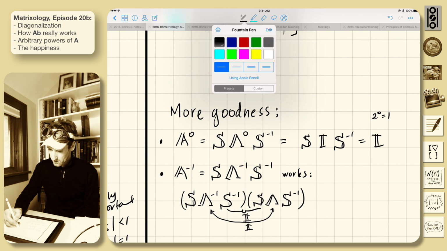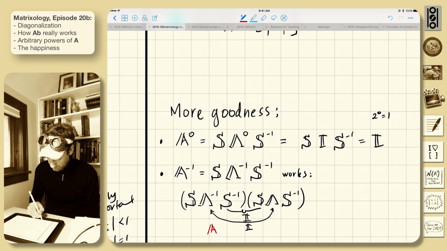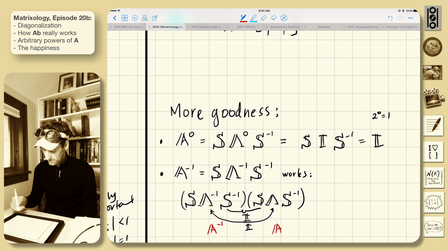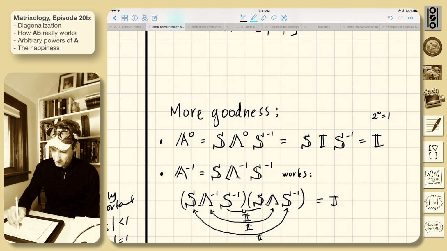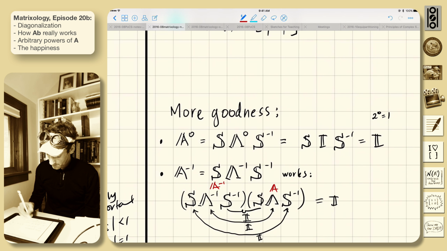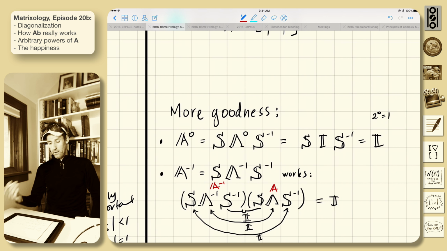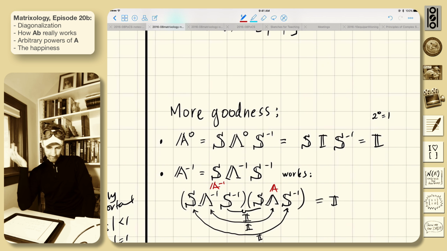Right, so this is A to the minus 1, and this is A, equals the identity, because eventually we get this one as well. They all match up with each other. Identity, identity, identity, right? So this is really A to the minus 1, and this is A, equals identity. All right, so the whole thing generalizes.